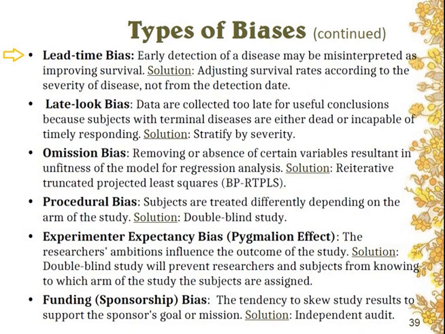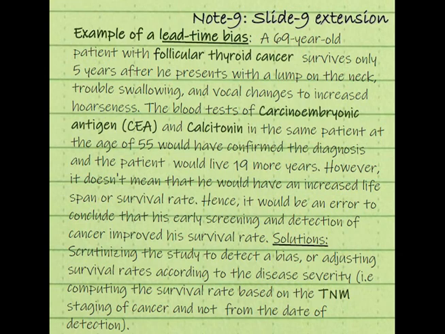Lag time bias. Detecting a disease earlier may be misinterpreted as improving survival. Example, a 69-year-old patient with follicular thyroid cancer survives only 5 years after he presents with a lump on the neck, trouble swallowing, and vocal changes to increased hoarseness. The blood test of carcinoembryonic antigen, CEA, and calcitonin in the same patient at the age of 55 years would have confirmed the diagnosis, and in the aftermath, this patient would live 19 more years.